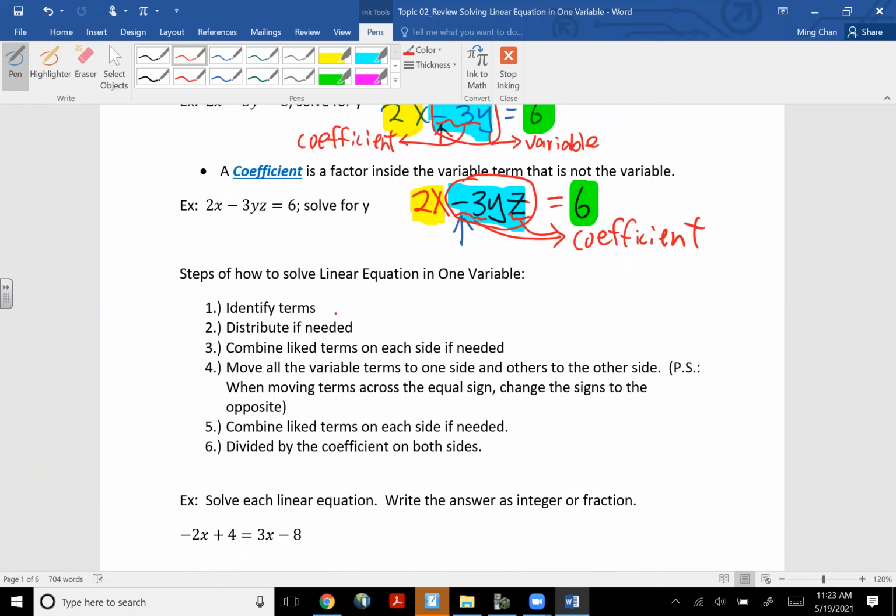Step number 4 is where I solve equations a little bit differently than what you might have seen. Step number 4 says we're going to move all the variable terms to one side of the equal sign, and we're going to move other terms to the other side. It's just that when we move terms across the equal sign, we got to change the sign to the opposite one.